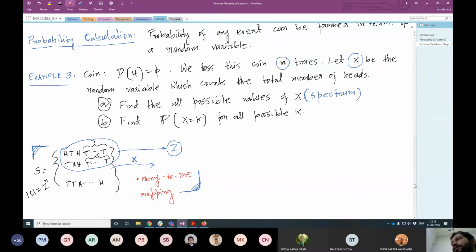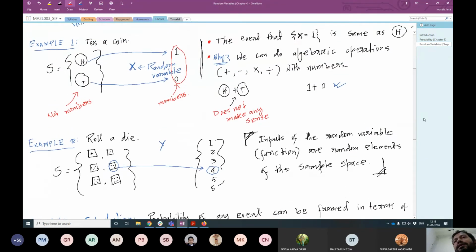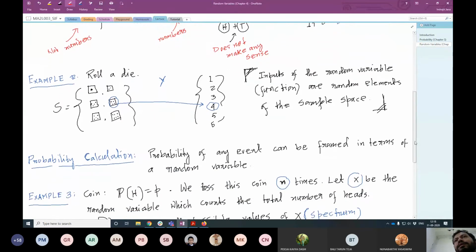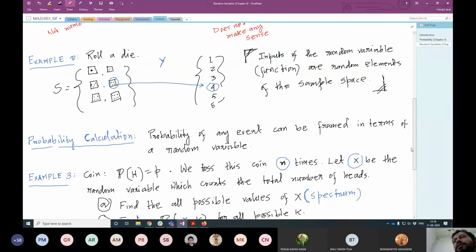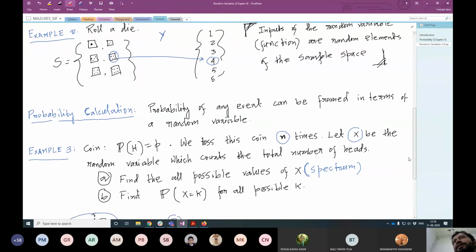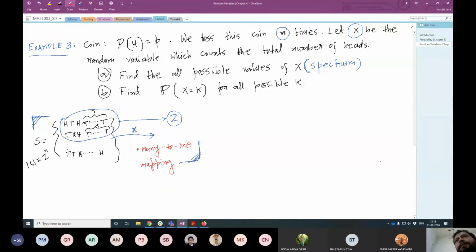So unlike the previous two examples that I have given you, where head is assigned to 1, tail is assigned to 0, and when you roll a die, you see the face values and you assign the number equal to the number of dots, you might be thinking, okay, so a random variable is a one-to-one function from the sample space, which is not true. Random variables can be any kind of function from the sample space. In particular, it may not be one-to-one. Many elements of the sample space may get mapped to a single value, like a usual function.